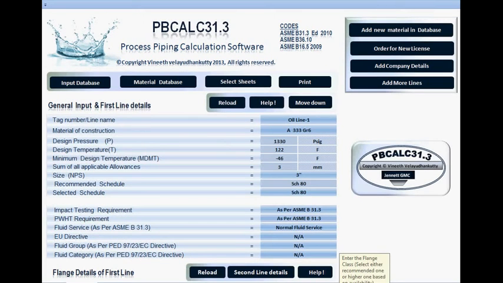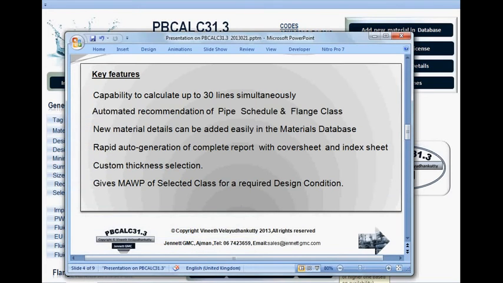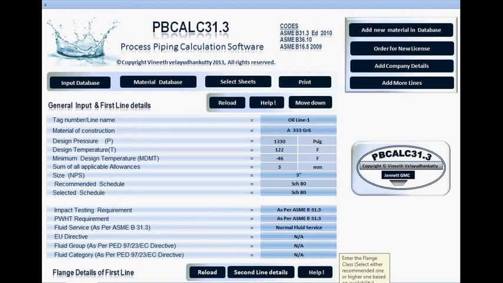Key features of this application are the capability to calculate up to 30 lines simultaneously, automated recommendation of pipe schedule and flange class, new material details can be added easily in the material database, rapid auto generation of complete calculation report with cover sheet and index sheet, custom thickness selection, and it gives the maximum allowable working pressure of the selected class for a record design condition. Now we can do a sample calculation to learn how to use this application.